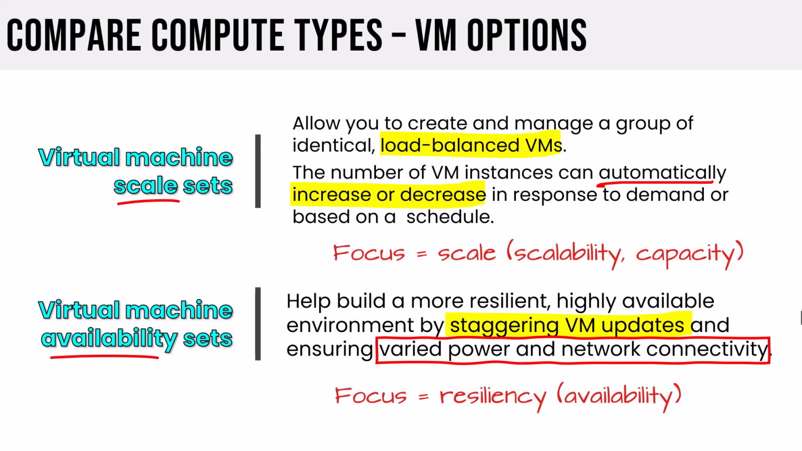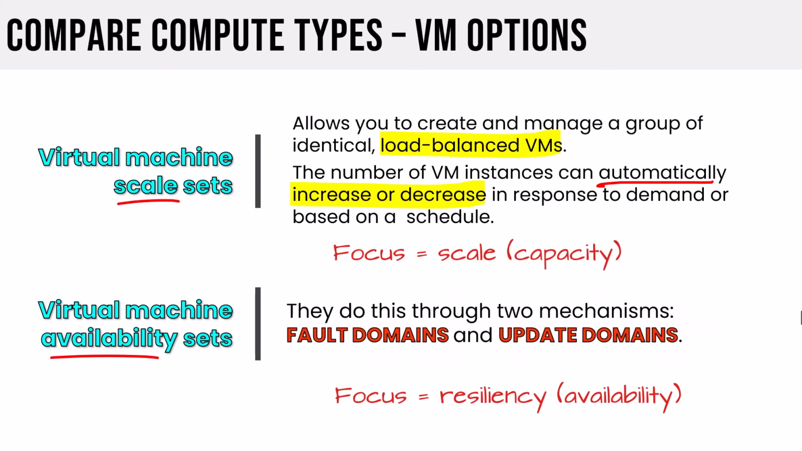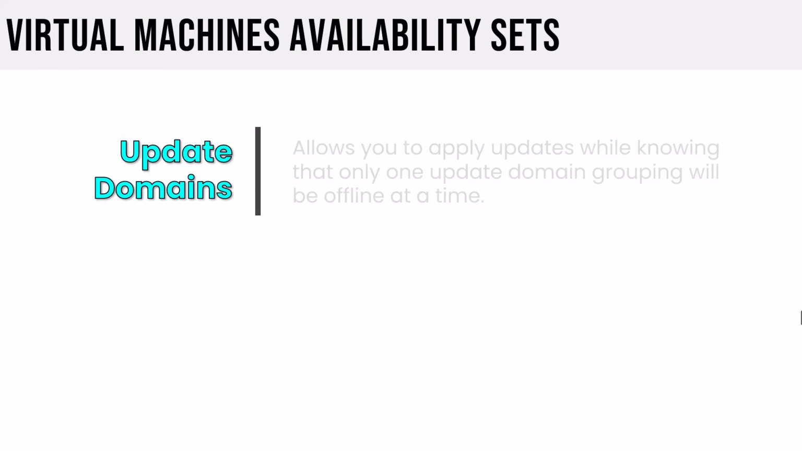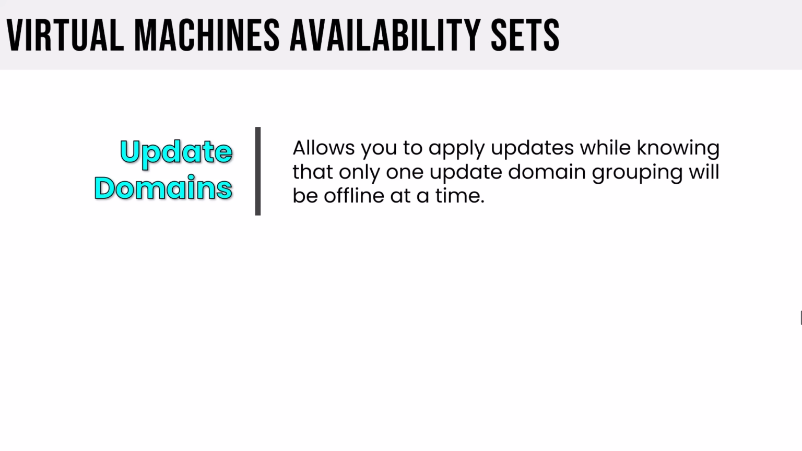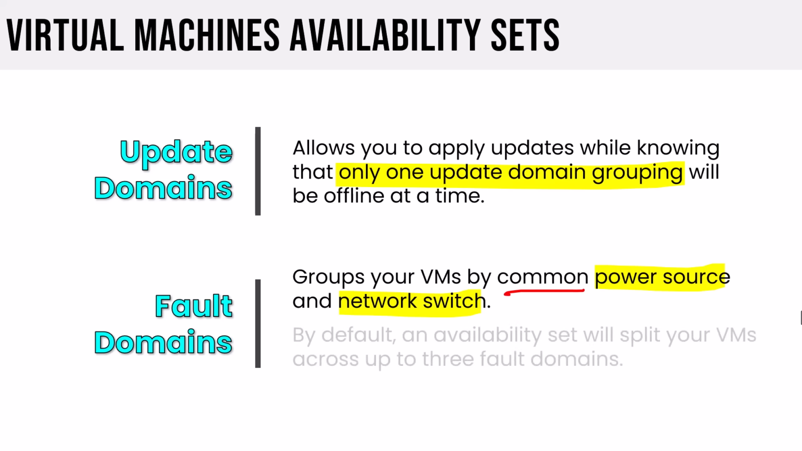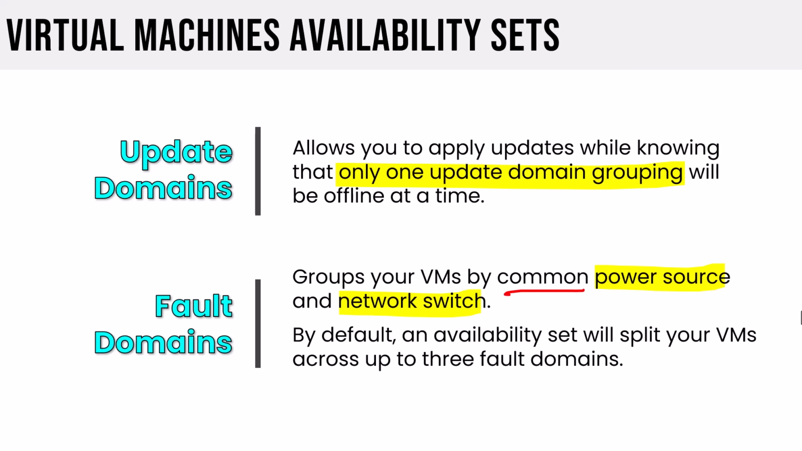And availability sets focus on that availability through two mechanisms: fault domains and update domains. And you'll want to be prepared to describe the difference between the two for the exam, so let's take a quick look, starting with update domains, which allow you to apply updates while knowing that only one update domain grouping will be offline at any given time. And then we have fault domains, which group our VMs by common power source and network switch. By default, an availability set is going to split your VMs across up to 3 fault domains.